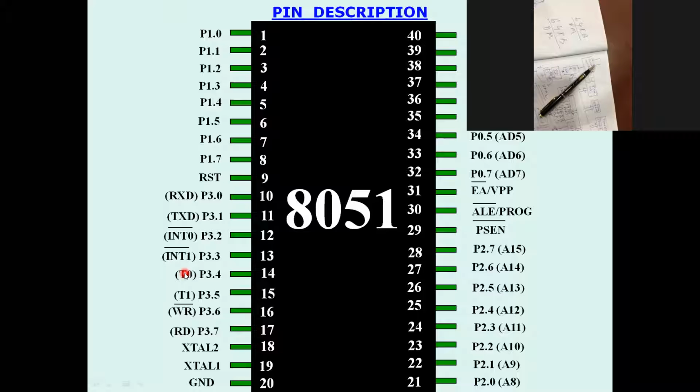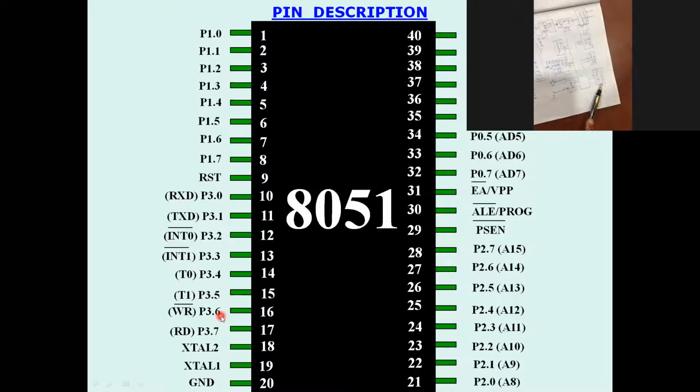Is it clear? Next, T0 and T1. What are the functions of T0 and T1? How many timers are there? Two timers. When is it called a timer and when is it called a counter? When it counts the internal clock pulses, it is called a timer. When it counts the external clock pulses, it is called a counter. What does counter mean?